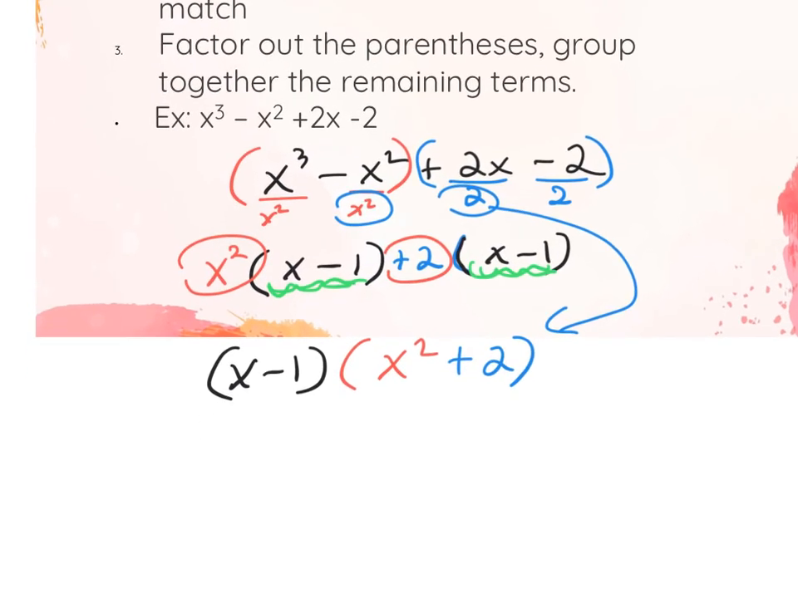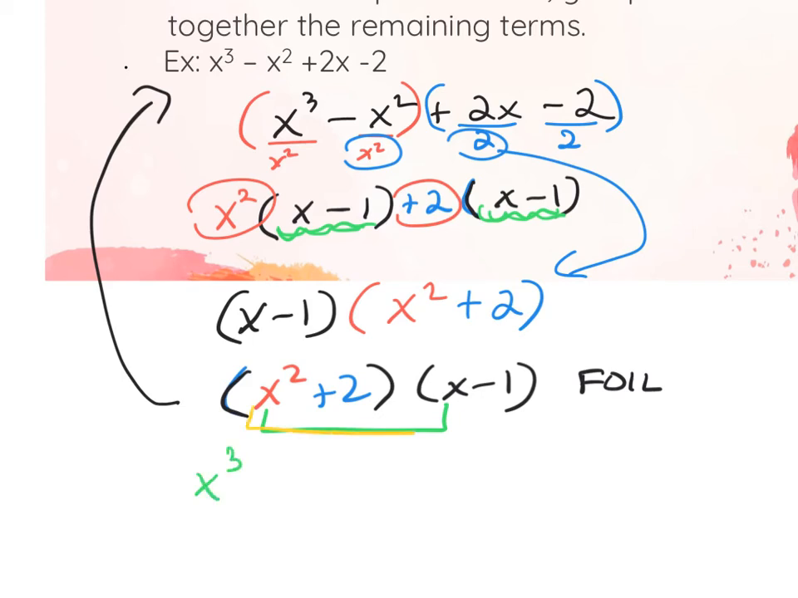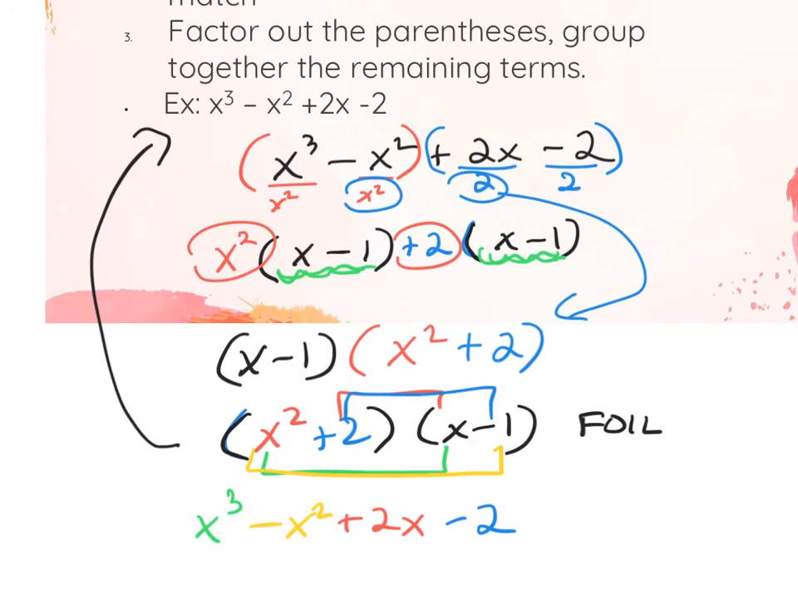So you take this, and it goes over here. Now, you can also write your answer if you prefer to write this one first, and then this one second. The order here doesn't matter. Now, also recall that whenever you factor something, we can now FOIL this, and it should go back to our original problem. So if I FOIL this, and I do first, I get x cubed. If I do outside, I get negative x squared. When I do the inside, I get positive 2x. And when I do last, I get negative 2. It did go back to my original problem up here, so I know I factored it correctly.